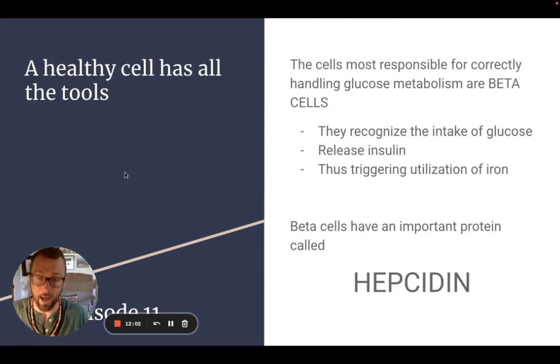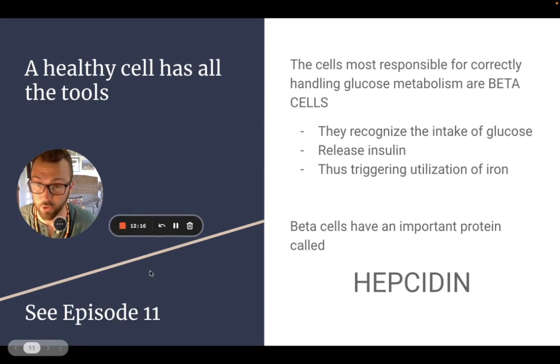So a healthy cell has all the tools to manage what it needs to do. When you're thinking of beta cells, because that's what every diabetic is concerned with, the cells most responsible for correctly handling glucose metabolism are beta cells, right? That's not new information. In order to effectively handle glucose, our beta cells need to work. What do we need those beta cells to do? Well, we talked about that insulin release, iron mobilization connection, right?